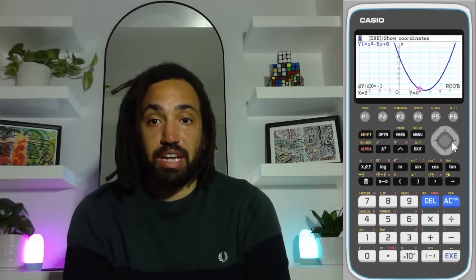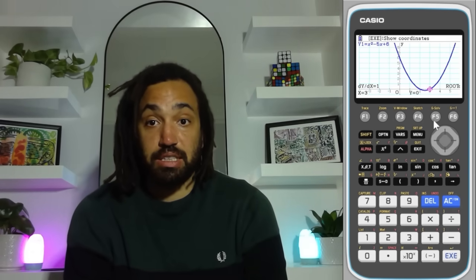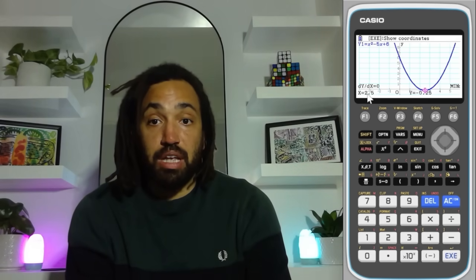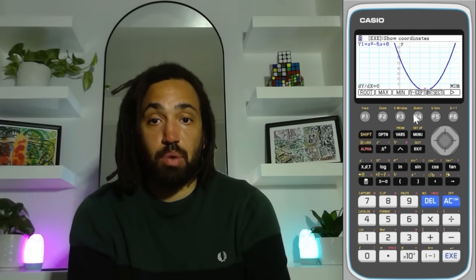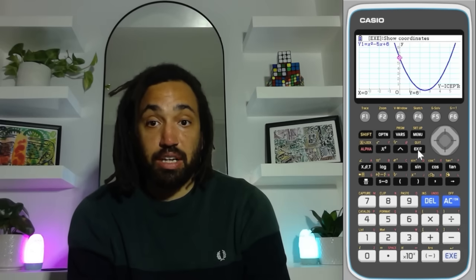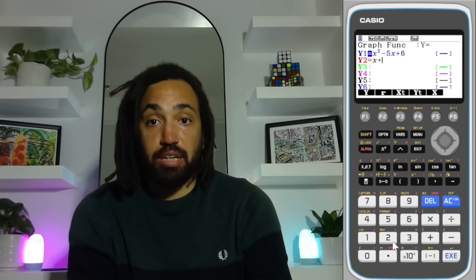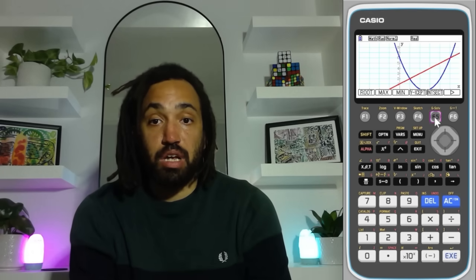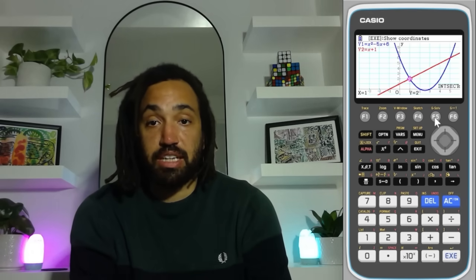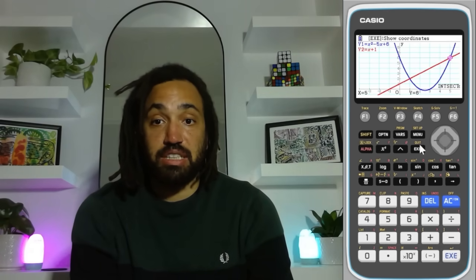And that gives me the two x values where the graph crosses the x-axis. I can then press G-Solve and press minimum and that will give me the minimum value. And I can also press G-Solve and find the y-intercept if I so wish. And once I've got all that, I can plot a second function on the same graph and find where these two lines or curves intersect. So press G-Solve, intersect, and I can switch between them and that gives me the intersection points.